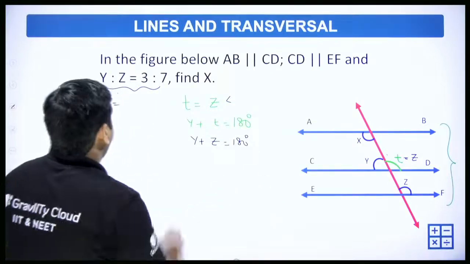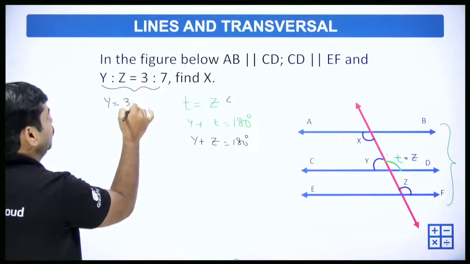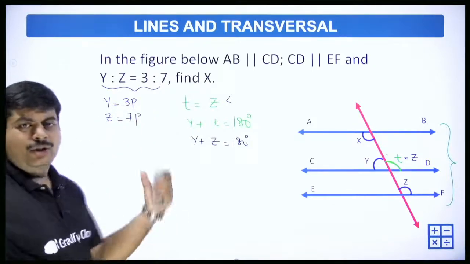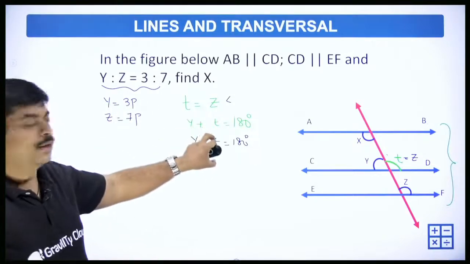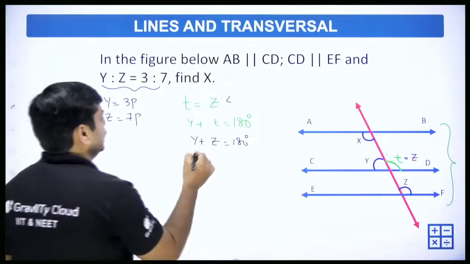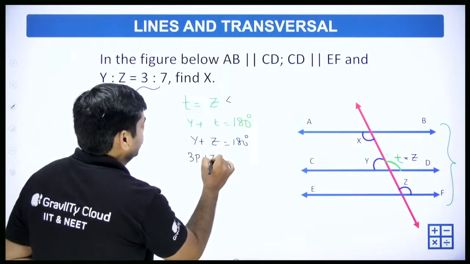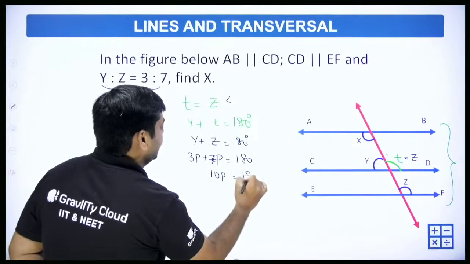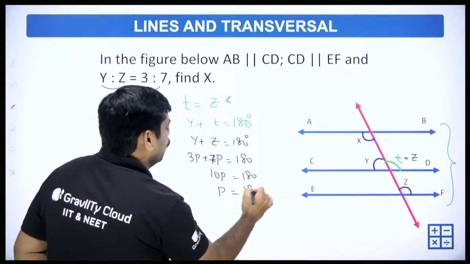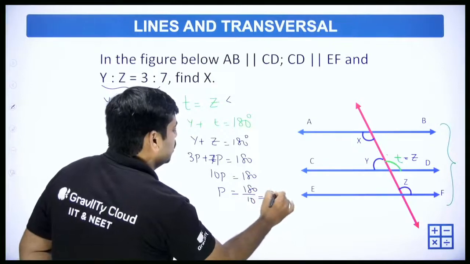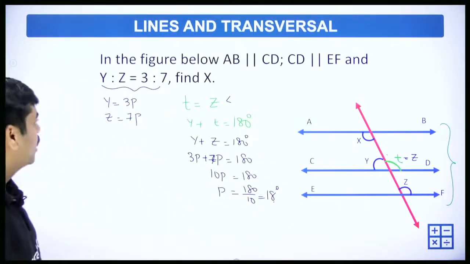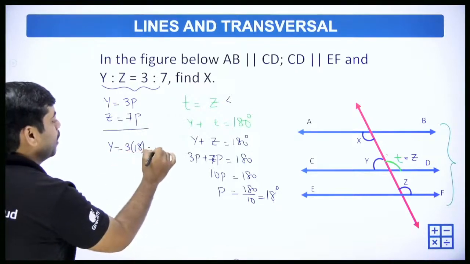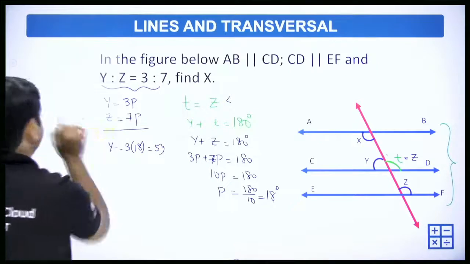Y plus Z is 180, and let's take Y equal to 3 times P and Z equal to 7 times P. Because they are in the ratio, using this information we can bring about Y plus Z. Y is 3P plus Z is 7P. 3P plus 7P is equal to 180. 10P is equal to 180 and P is equal to 180 by 10, which is 18 degrees. That is the value of P. So using that we can find Y. Y is equal to 3 times 18, which is 54.